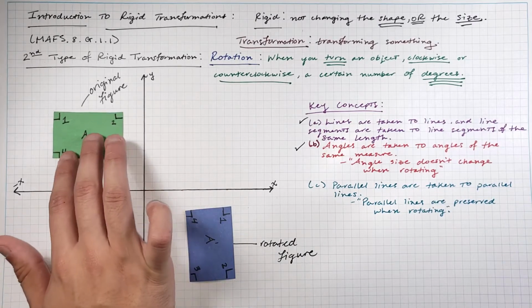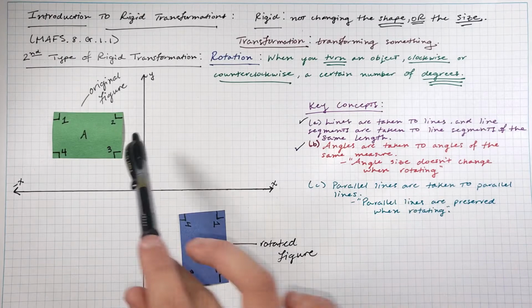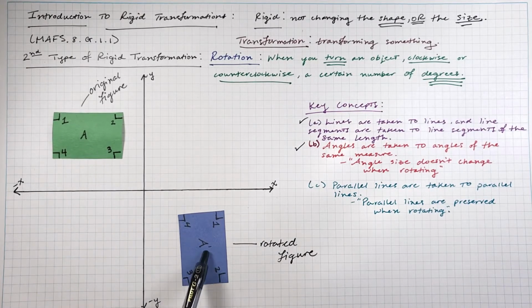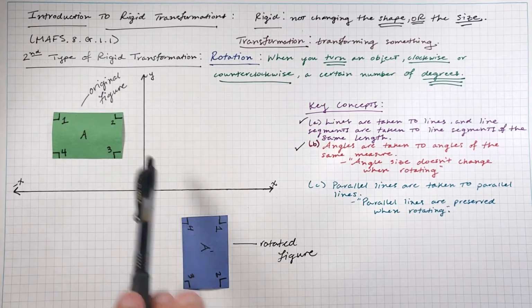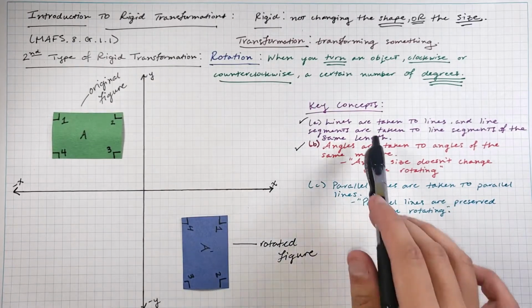Let's look at this for a second, and look at the key concepts and how they correlate with this A and this A prime. When I say A prime, I just mean the new one. This is the original, and A prime is the new one that we got to. Now we can look at the key concepts.